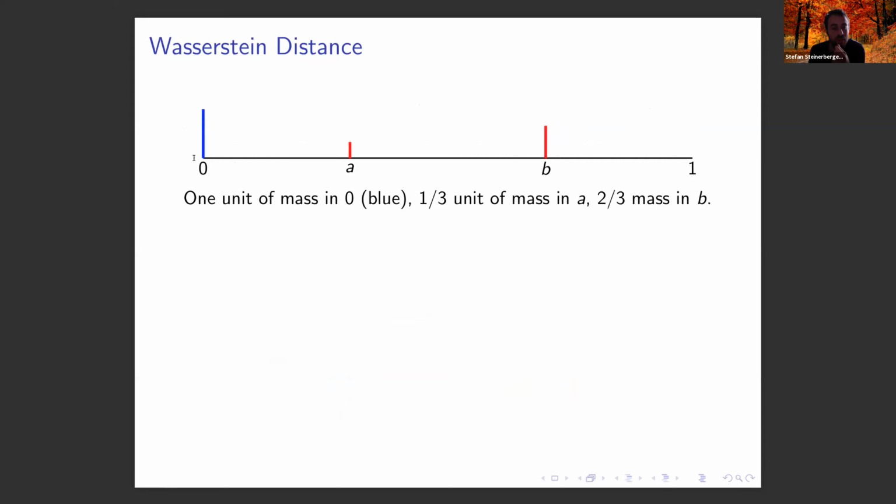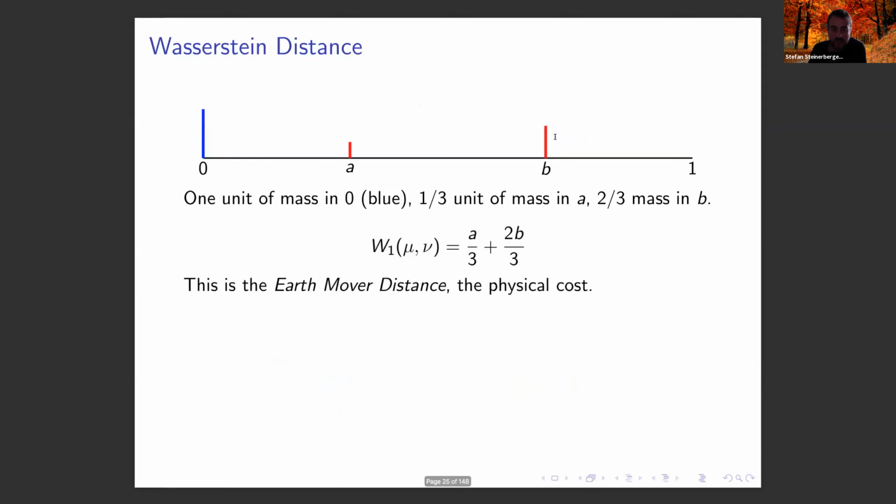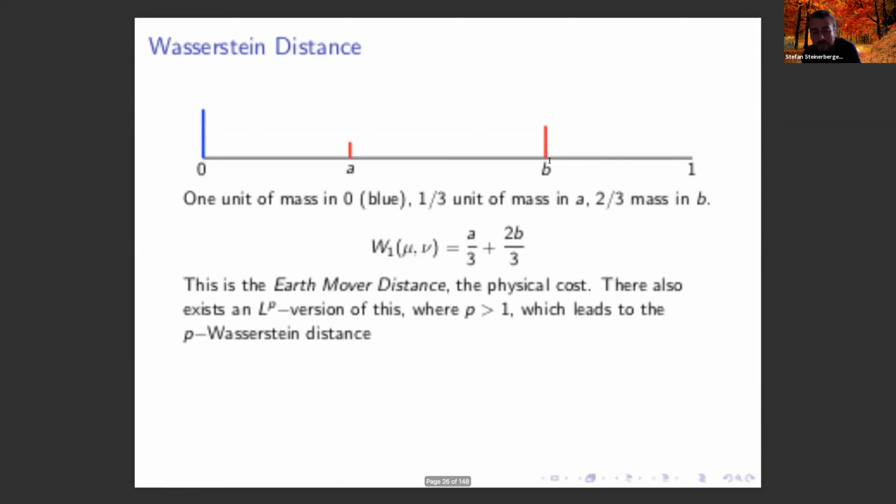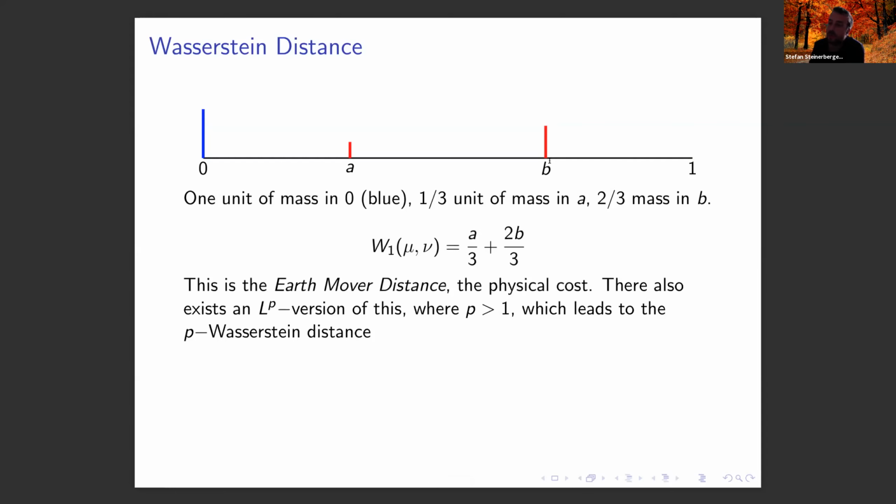So suppose you have one Dirac measure in 0, which is blue, and you have two measures in A and B. So you have one measure distributed over A and B, and that has the same total mass as the blue measure. So the total mass 1, and 1 is a third. This is a third, this is 2/3, the total measure. And then transporting this big box, you transport a third of the mass distance A, and you transport 2/3 of the mass distance B. And that's it. And again, there's an LP version of this where you punish larger distances disproportionately.